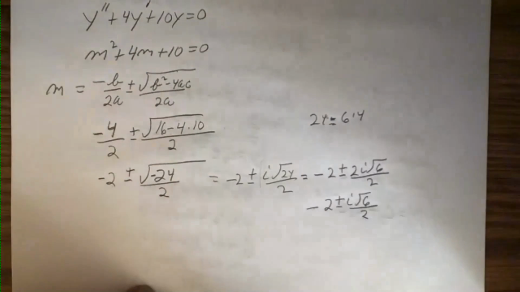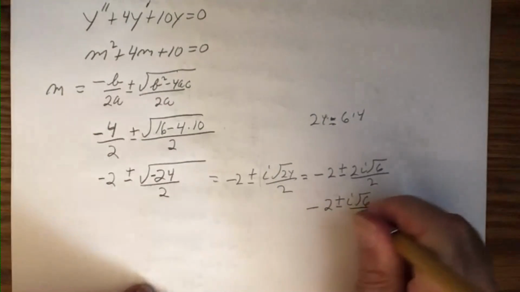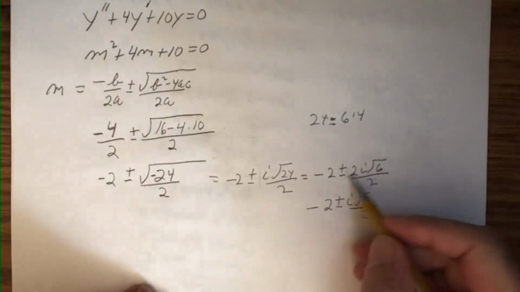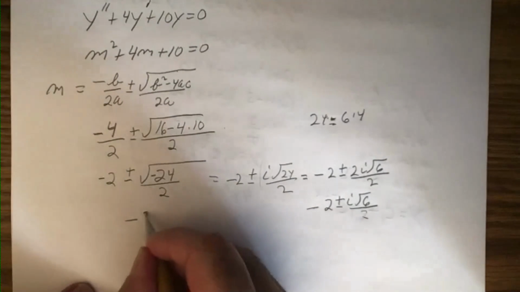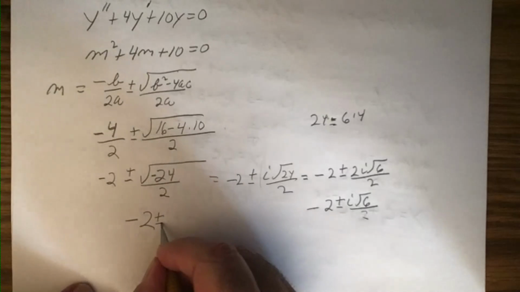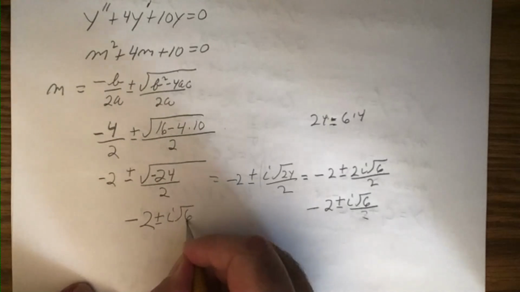No, I'm sorry, it's not divided by 2. I already divided by 2, right? This 2 cancels with this 2. So my final result is minus 2 plus or minus i square root of 6, right?